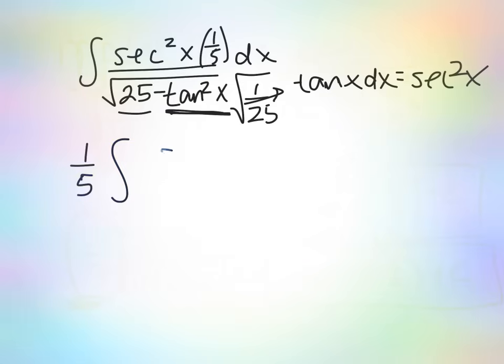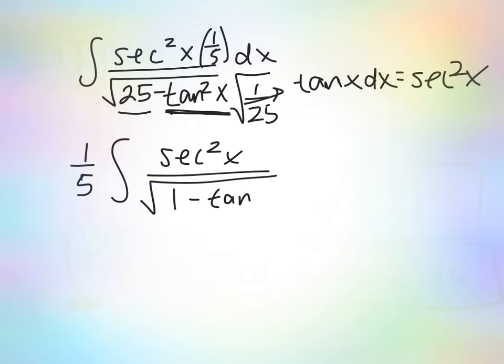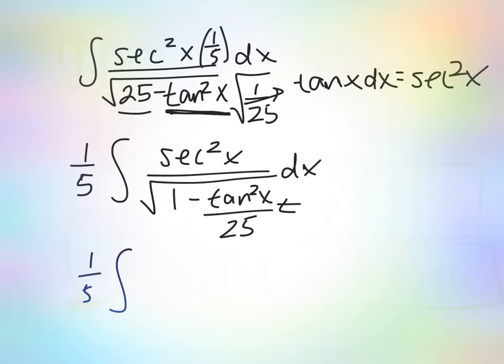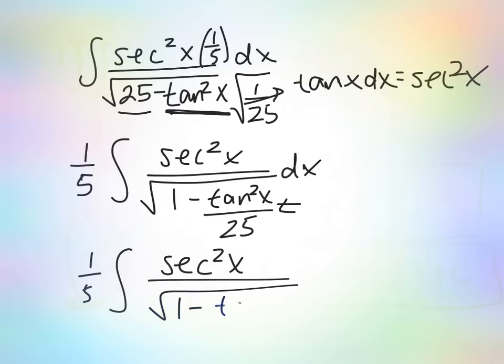So then the integral of secant squared x over the square root of 1 minus tangent squared x over 25 dx. But there's a bit of an issue there because this is the whole squared term. So it's going to be 1/5 secant squared of x, 1 minus the tangent of x over 5 squared dx.